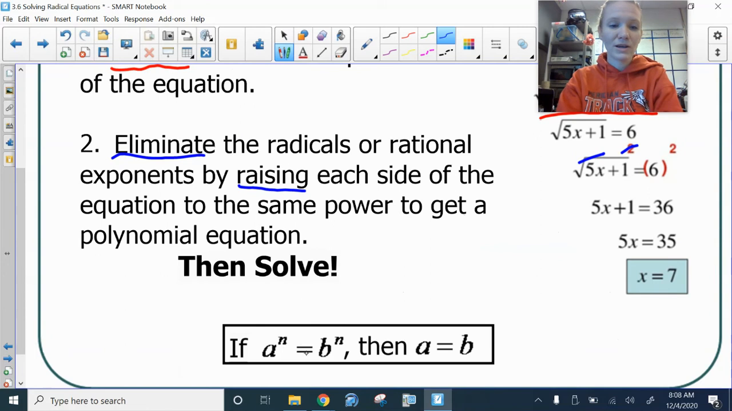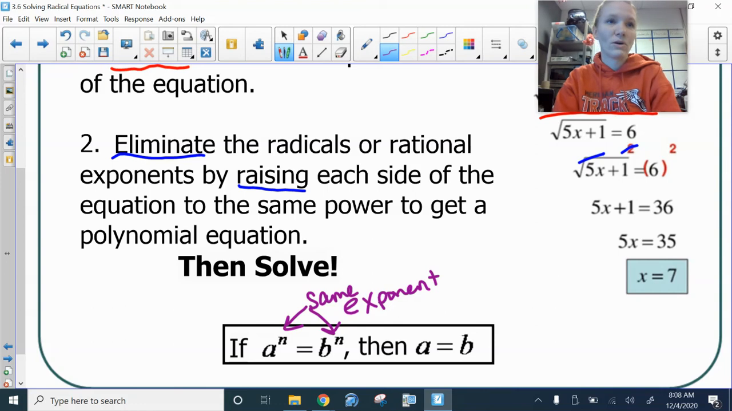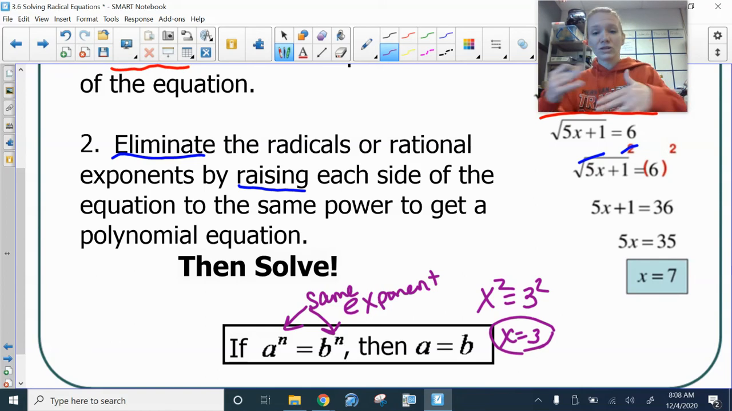And then the other thing that I have here: if a to the n equals b to the n, so if they have the same exponent, then that means the bases are equal. So if I said x squared equals 3 squared, then that just means that x equals 3. It's just a shortcut. Rather than trying to square root both sides, I mean, you can, but it's just a shortcut to make the answer come up faster.